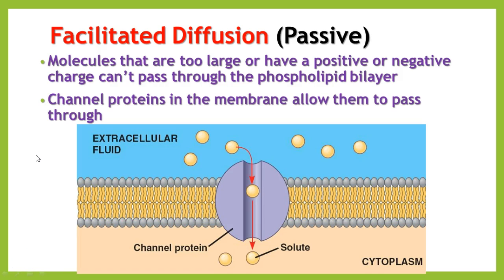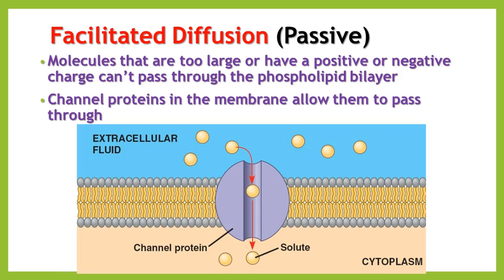Now, another type of diffusion is called facilitated diffusion. This is also passive transport. Facilitated means made easier. What you need to realize is that there are some molecules that are either too big or have too strong of a charge, either positive or negative, to pass straight through the membrane. The size you can understand. If they're big enough, they're not going to fit through.